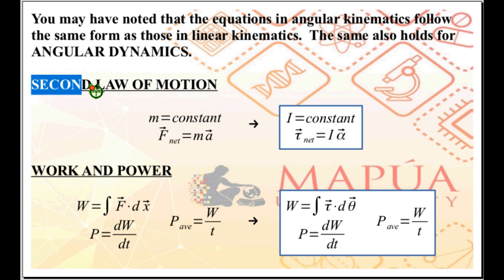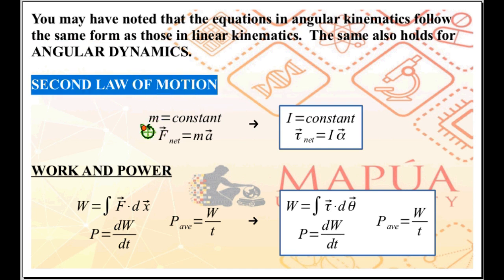So for instance, second law of motion. For constant mass, second law of motion tells us that F net is equal to ma. For angular motion, replace m by I, so for constant moment of inertia I, second law of motion tells us: replace F net with torque net, m with I, and a with alpha, their angular counterparts. And you get the second law of motion for angular motion. It tells us that for constant I, net torque is equal to I alpha.